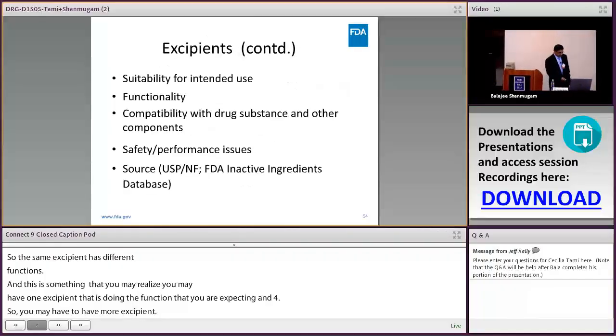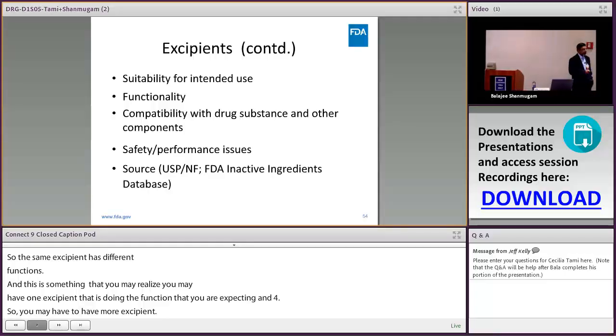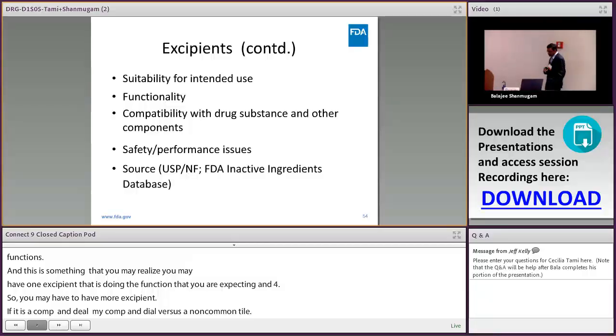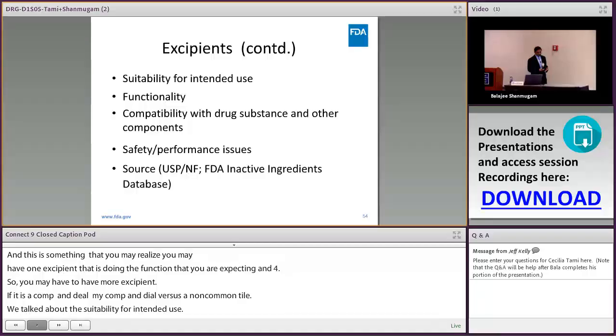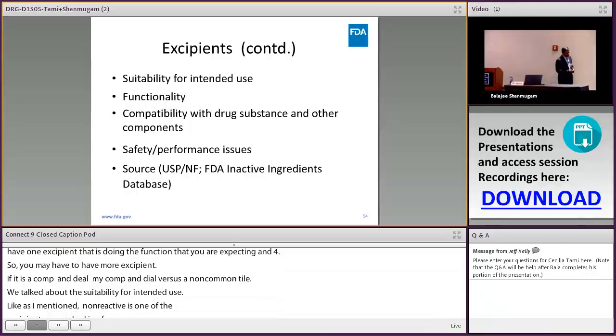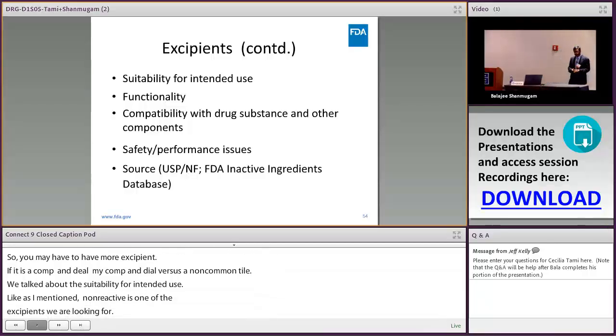We talked about the suitability of intended use, functionality. Now, compatibility with drug substance and other components is the key. As I mentioned, non-reactive is one of the attributes of an excipient that we'll be looking for. And when you talk about compatibility, it's not just the API and the excipient, it's the excipient with the excipient, and the excipient with the container closure. What happens during these interactions is you could have changes in the physical, chemical, microbiological properties, ultimately leading to a decrease in potency or increase in impurities, or maybe even a change in the dissolution profile.